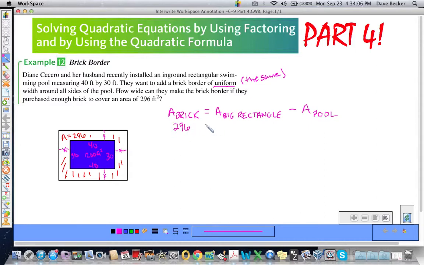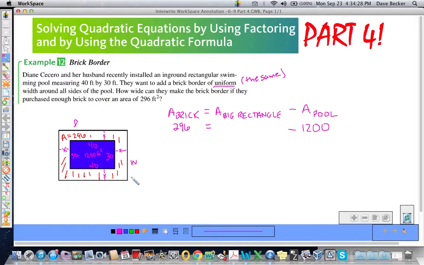Okay, and that has to equal the area of the big rectangle, we'll get to that in a second, minus the area of the pool. So it's going to be minus 1200. Okay, so we're getting somewhere. Well, the area of the big rectangle is the length multiplied by the width.